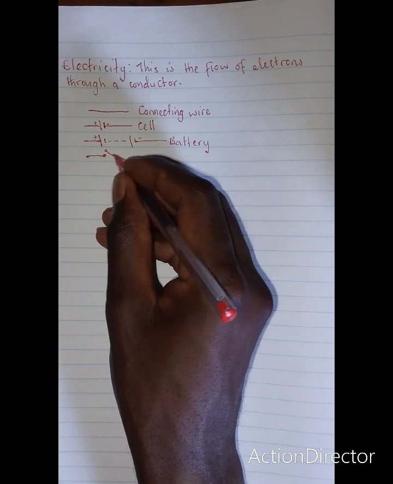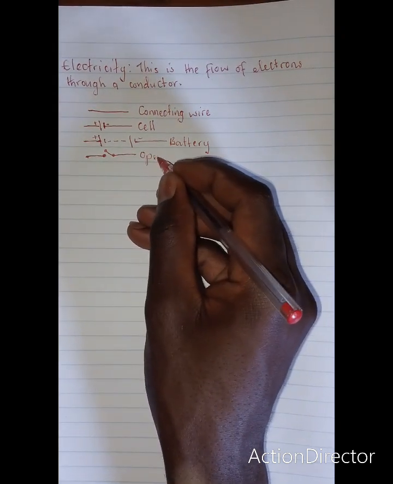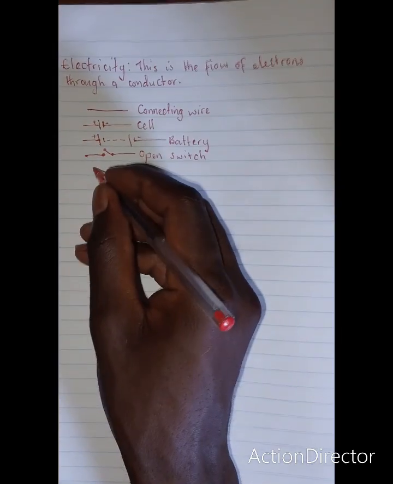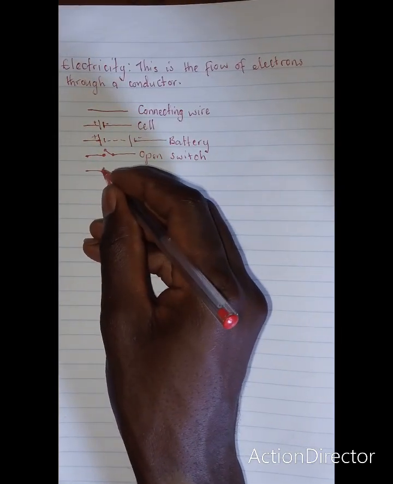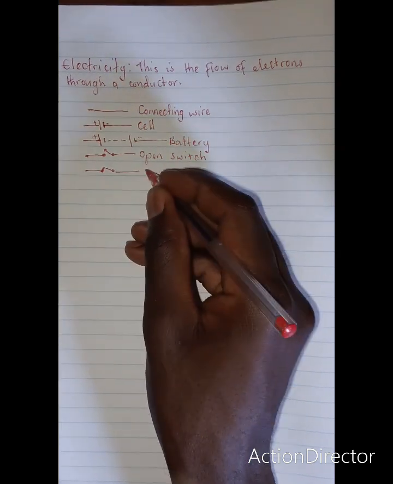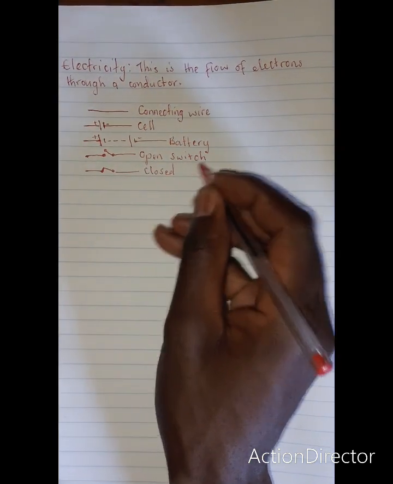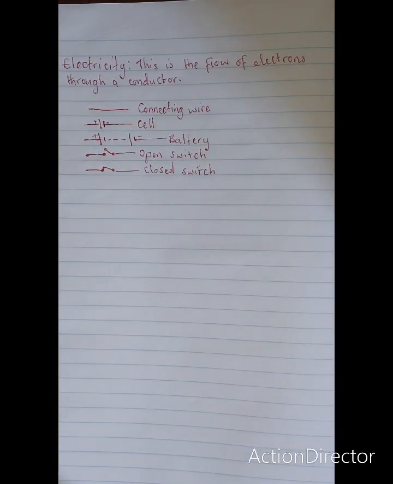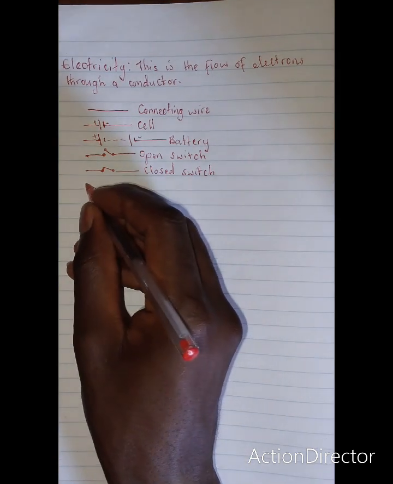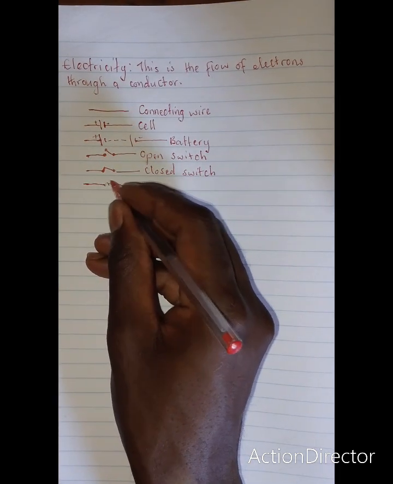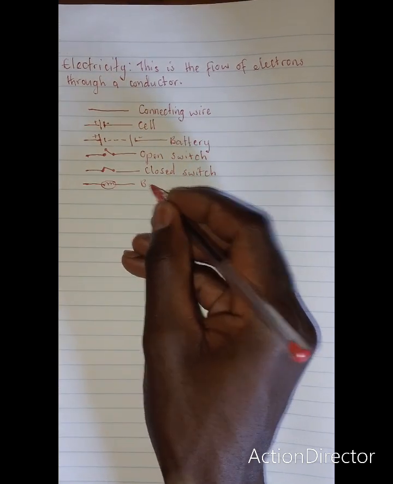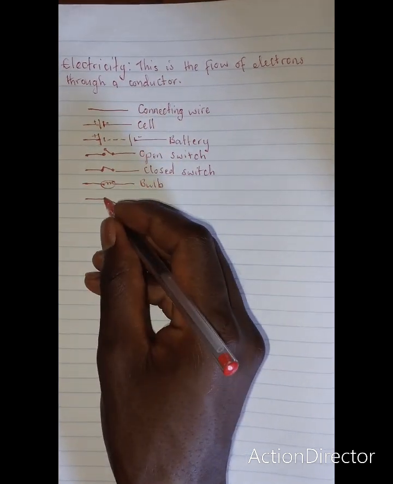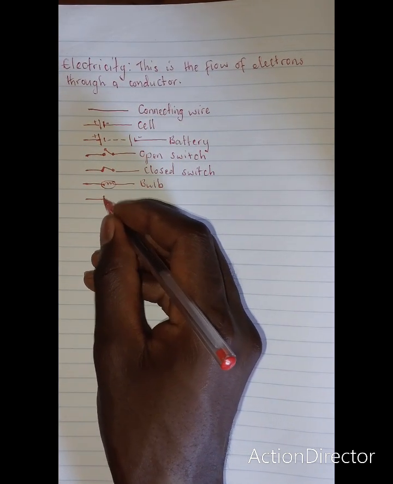And then we also have this one, which is an open switch. And then we have that one, which is now a closed switch. And then the other one we may also have is a bulb. A bulb may be represented in many different ways, but that's the common way of representing it.